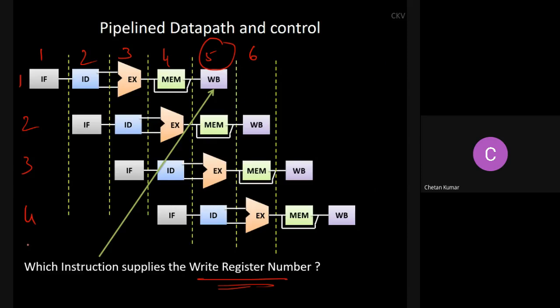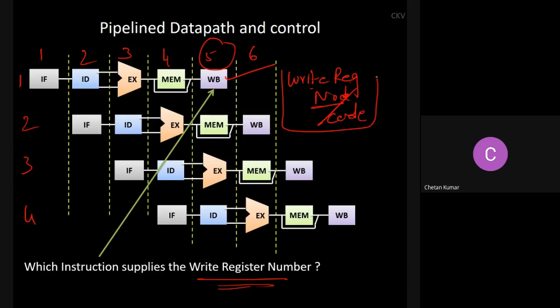Which instruction should write into the register in the 5th clock cycle? The first instruction. If the first instruction is writing into the register, from where should you get the write register number? There is something called the write register number, which is basically a register code. Whatever you call it, write register number or code.